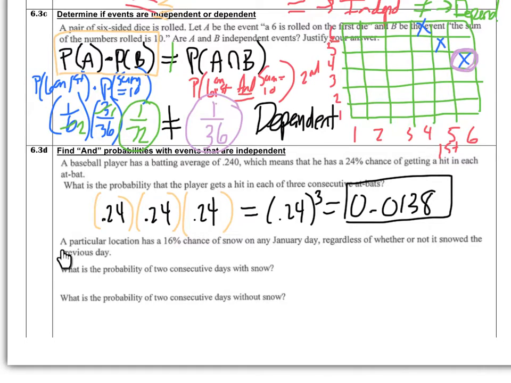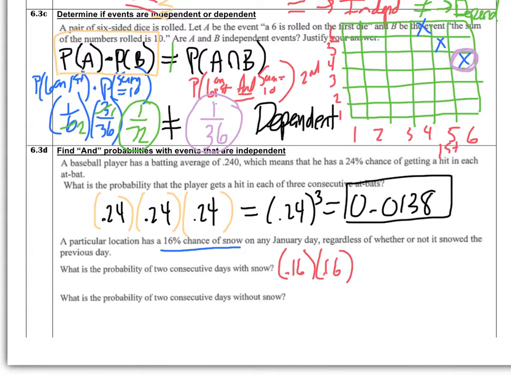The second question here: a particular location has a 16% chance of snow on any January day, regardless of whether or not it snowed the previous day. This means they are independent from one another. There's no connection. 16% chance of snow. Here's the first question. What's the probability that 2 consecutive days will snow? Well, day 1 and day 2. Again, I said and, so I multiply.